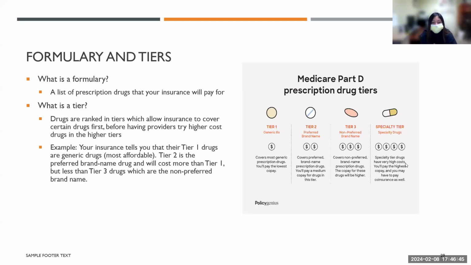Let's say, for example, your insurance tells you that their tier 1 drugs are the generic drugs. So these are the more affordable ones, which will be covered by your insurance. But then they tell you that the tier 2 drugs are going to be the preferred brand name drug. They will cost more than tier 1 drugs or generic drugs, but they will cost less than the tier 3 drugs. And tier 3, for example, will be the non-preferred brand name drugs. So the higher the tier, the more expensive the medication or drug is going to be.